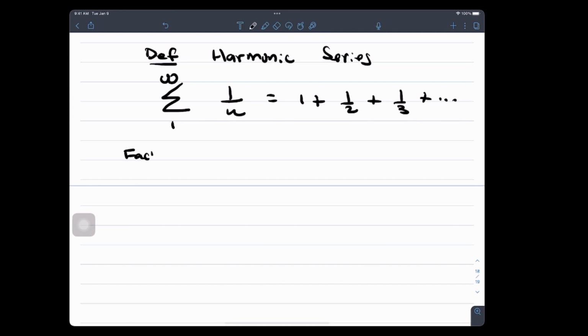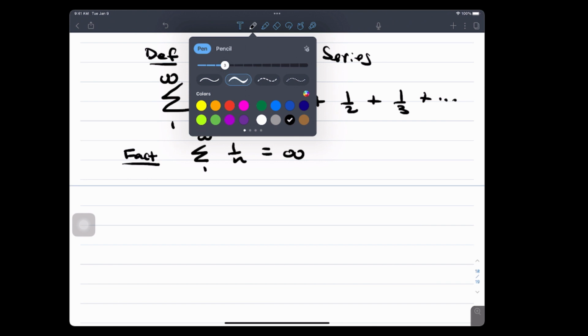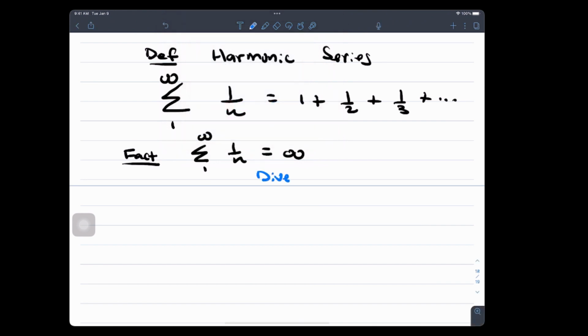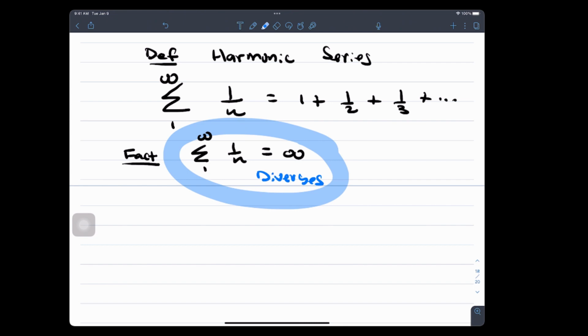I won't prove this today. I'll prove it in the future. I think your book proves it. The harmonic series, I'm going to give you some notation, equals infinity. What does it mean to say it equals infinity? This is another way of saying that the harmonic series diverges. This is a very famous series, but it's a famous divergent series. It's not geometric. If you try to use the geometric formula, you're going to find it's not even a geometric series. So we've transitioned away from geometric. Don't think everything in the world is geometric.